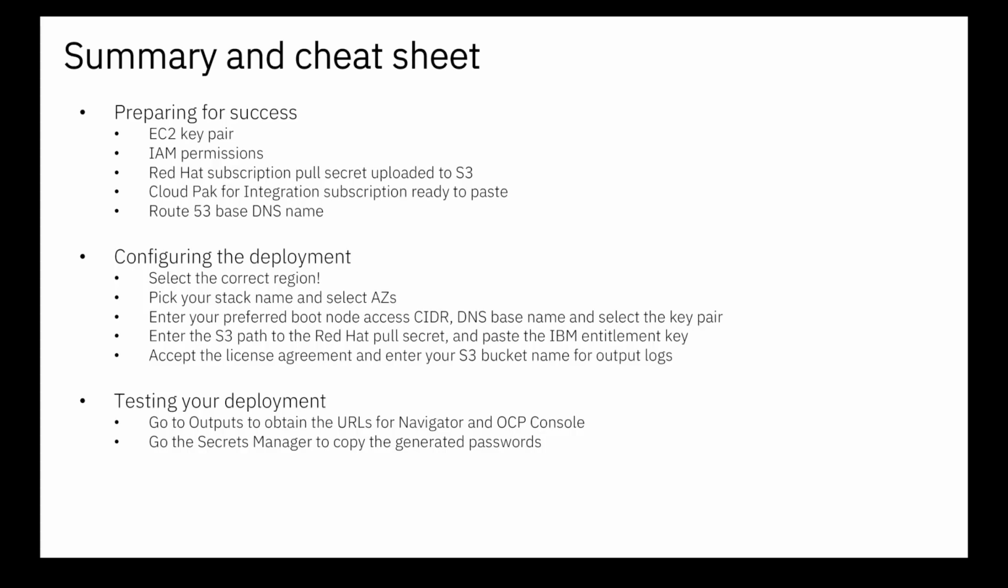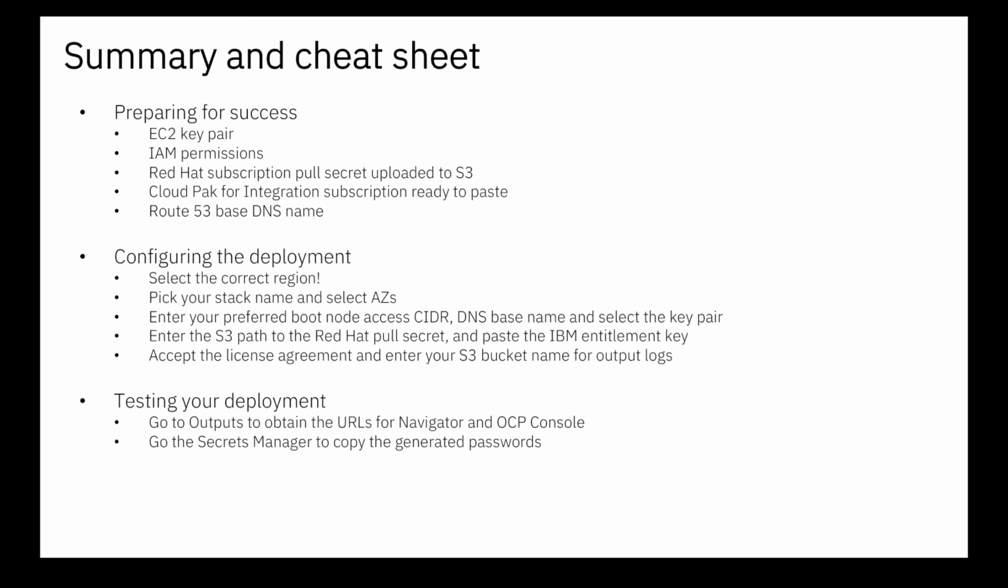Okay, and we're all finished. So quick summary, we've used the AWS Quick Start to deploy the Cloud Pak for Integration into AWS EC2 in a matter of a couple of hours with a kind of one-click mechanism, so we just set it going and didn't have to do anything after that. There are a few things we did to get ready for success, as it were: creating our EC2 key pair, checking we had the right IAM permissions, obtaining the Red Hat subscription pull secret and the Cloud Pak for Integration subscription, and also making sure we had an appropriate DNS name in Route 53.